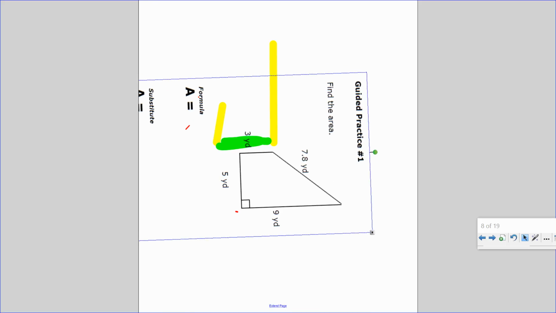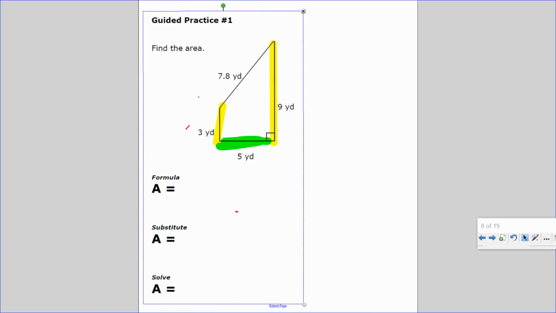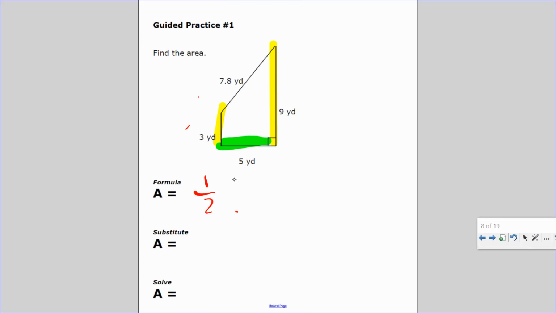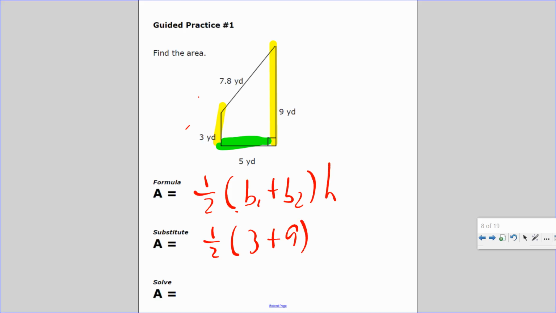If you see it, the height is 5. So now we are able to solve this. The formula is 1/2 times b1 plus b2 times height. The two bases are 3 and 9, so 3 plus 9. The height is 5. What is half of 12 times 5?